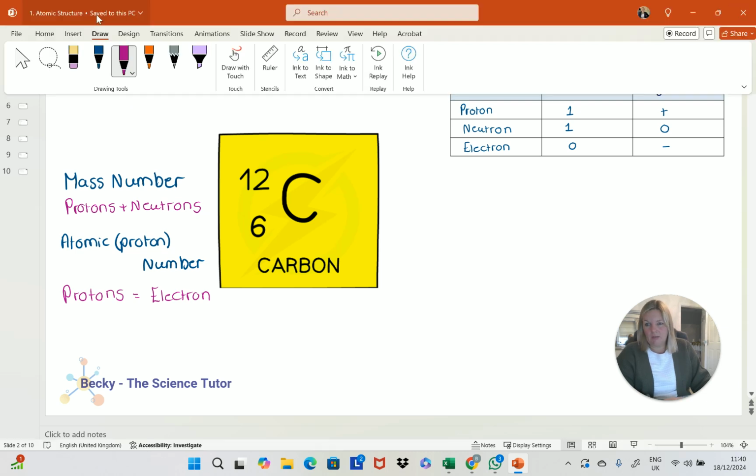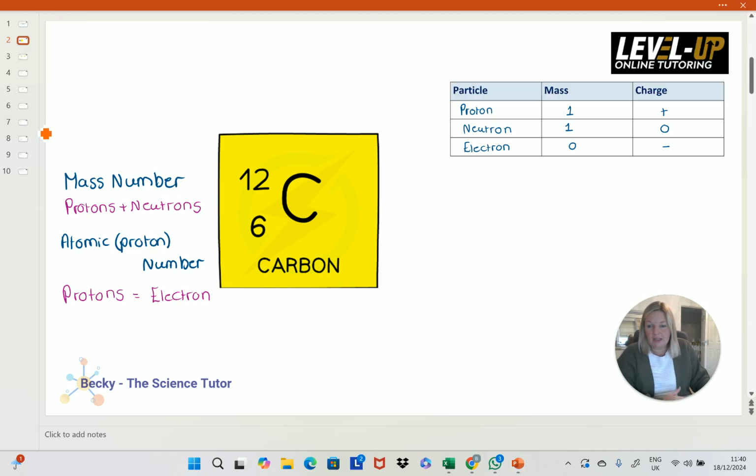Okay, so in terms of working these out then, let's work it through. Easiest one is to start with the protons because we're just looking at the proton number, so it has 6 protons. That must mean that it has 6 electrons. And then our mass number we can use to figure out our neutrons, because now if we know that we've got 6 protons plus something equals our mass number of 12, therefore we must also have 6 neutrons.